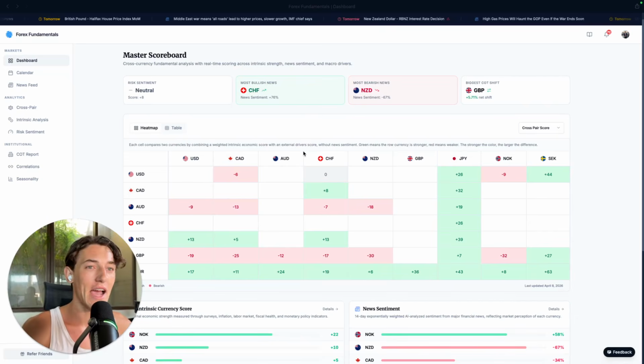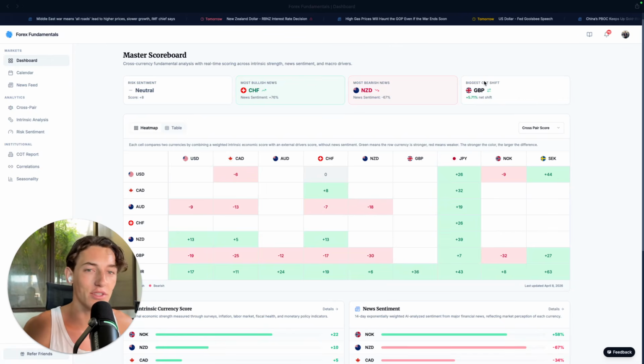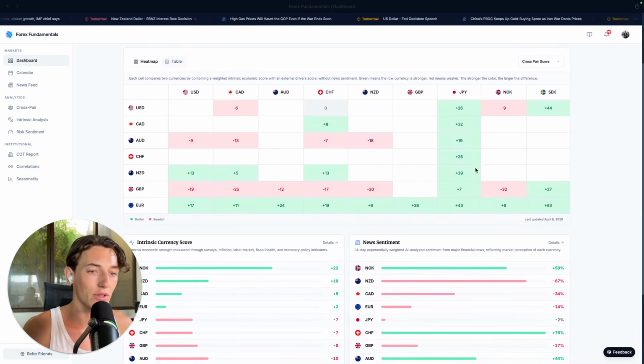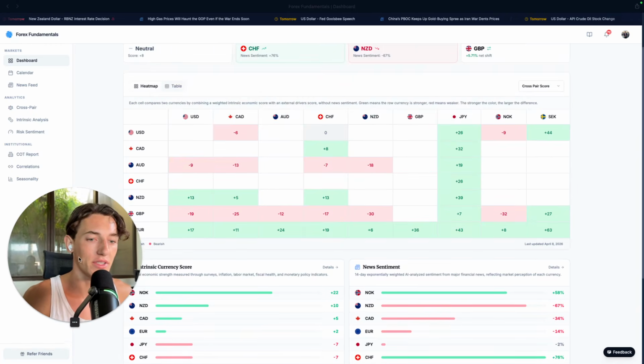So looking here at the overall dashboard, what you can see is that we added some boxes here with the overall risk sentiment, the most bullish news, the most bearish news, and the biggest COT shift. So yeah, you can already spot some extra opportunities. In the heat map, you can see all the scores like you're used to from us, but also here in the intrinsic score and the new sentiment, what is going on per currency.